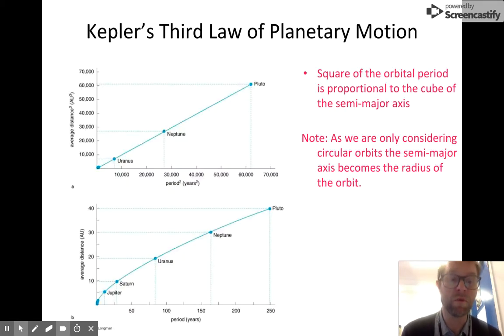Third law of motion. This is the one with some mathematics involved, and this is where the IB like this one. So if we look at the square of the orbital period, we see it's proportional to the cube of the semi-major axis. Now, as long as we're only considering circular orbits, and this is actually how the IB simplify the world, then it becomes the radius of the orbit. So we can see that the average distance against the period squared gives us a proportionality, which is quite crucial. We see the relationship with just the period, but crucially it's the period squared which gives us that perfect proportionality.